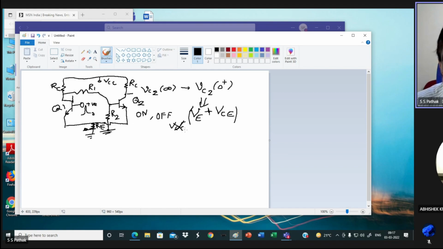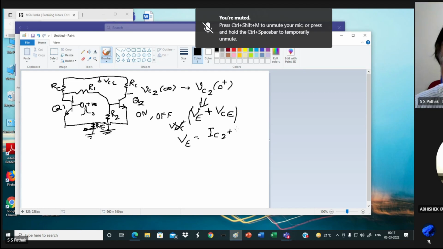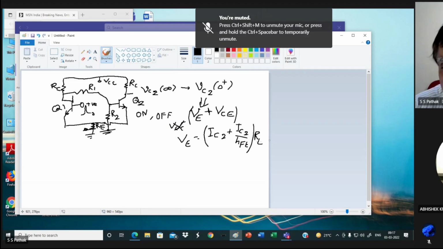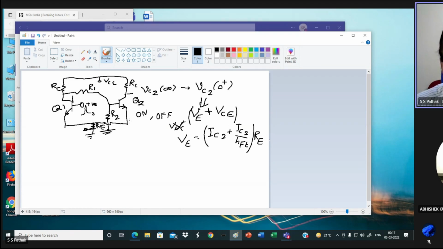VE has increased, meaning what? VE is nothing but IC2 plus IC2 by HFE, that is IB2, into RE, when it has gone in active region. So this voltage has increased, RE has increased, and that way this output voltage increases.